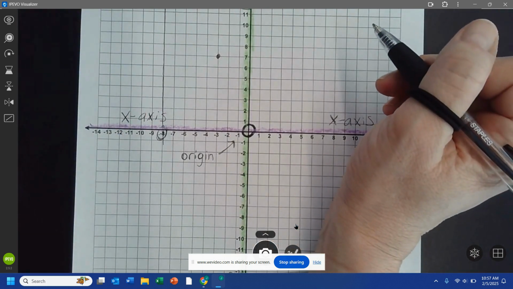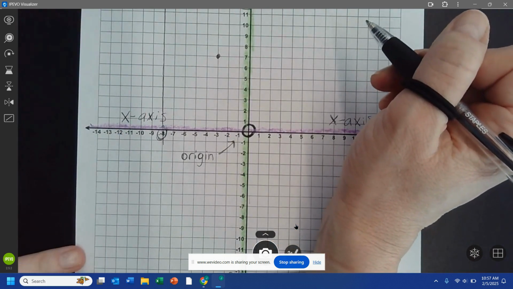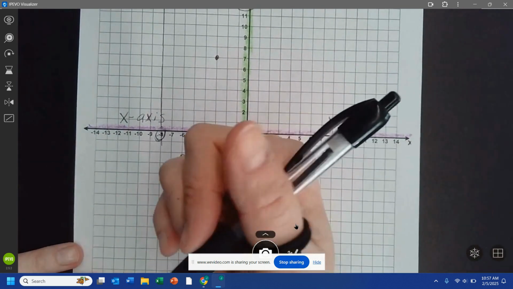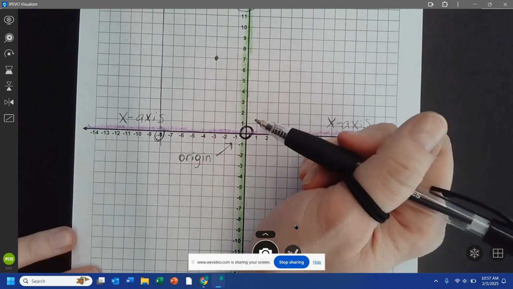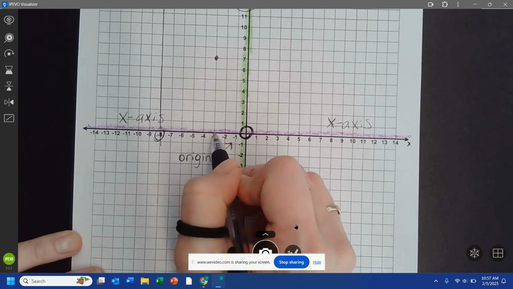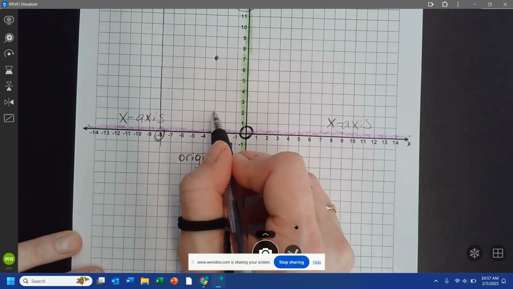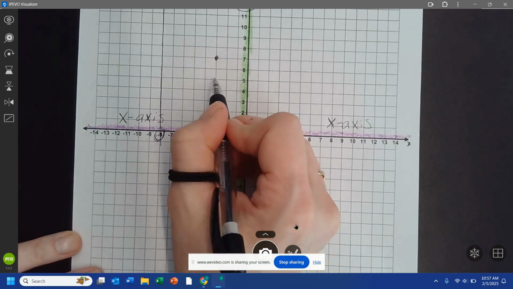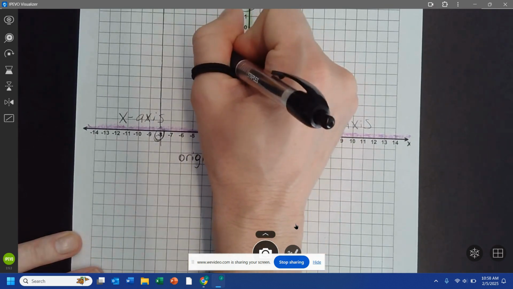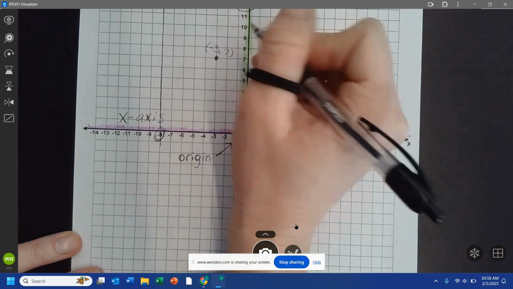As you get better at it, or maybe it's just different ways that different brains work, you might try this strategy. This works better for me. If I'm trying to find -3, +7, I find my -3 and then I just count up. 1, 2, 3, 4, 5, 6, 7. And I put my dot there. And then I will label it -3, +7.